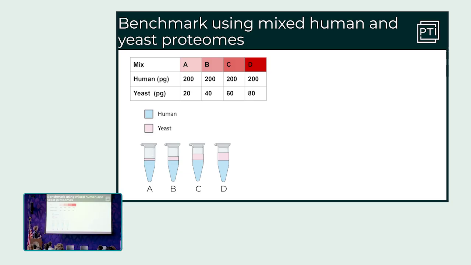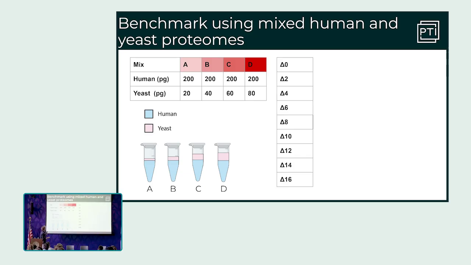And so IDs are not everything. We also care about quantitation. It's very important that if you observe a peptide or a protein, how abundant is it relative to the other samples. And so to do this, we set up a mixed species experiment where we mix human and yeast proteomes together. This is typical in the proteomics community. It's similar to a spike-in, where we have known input amounts. Of human, in each mixture we have 200 picograms in A through D. But in yeast, we have varying amounts, from as little as 20 picograms up to 80 picograms in these samples. So that gives us 4 different mixtures we can use.